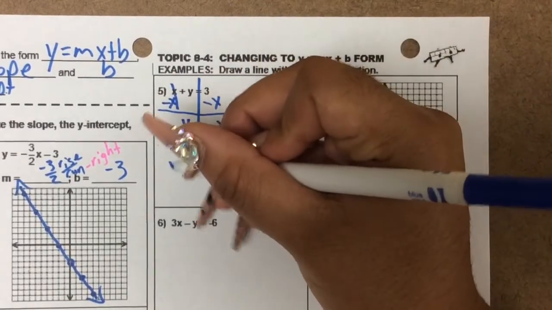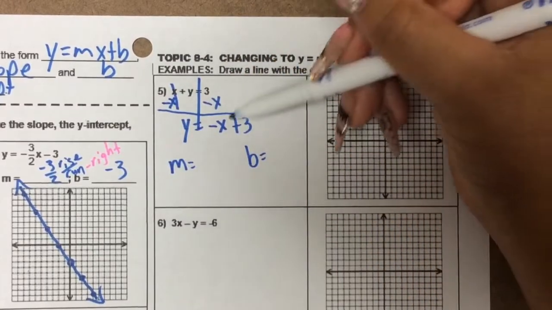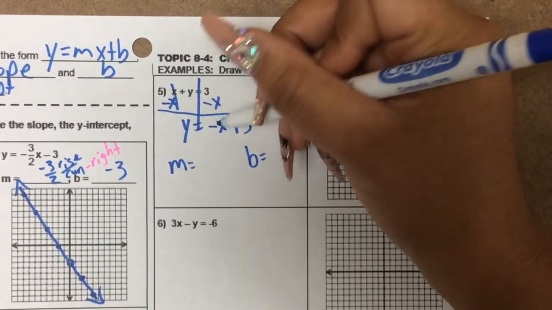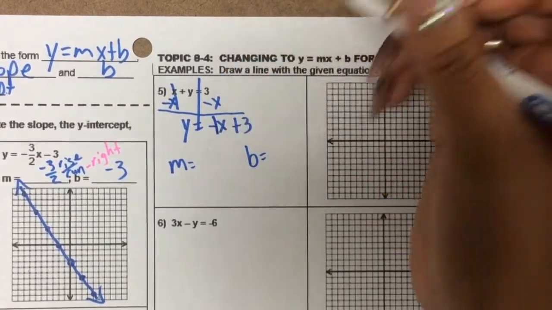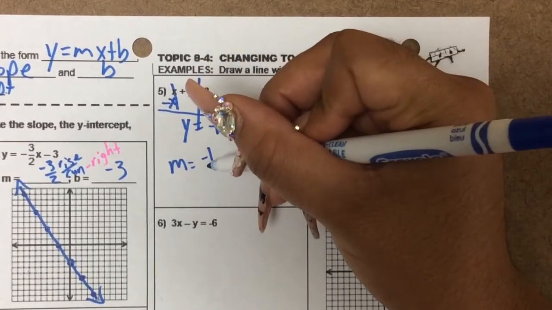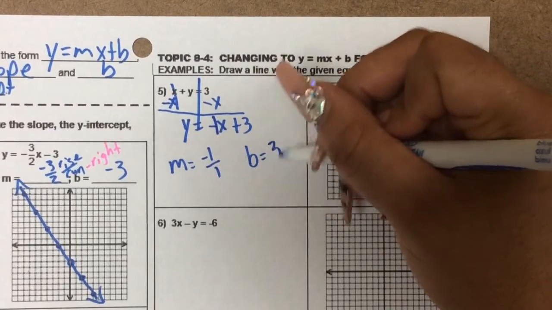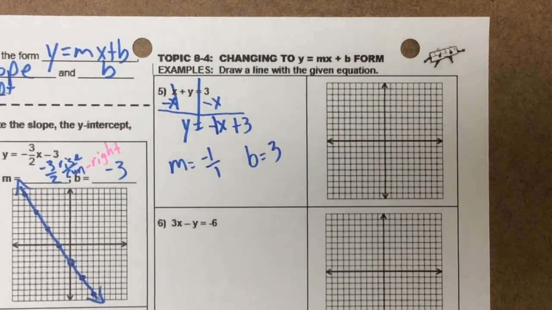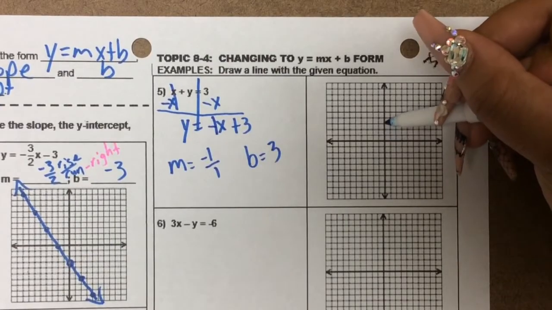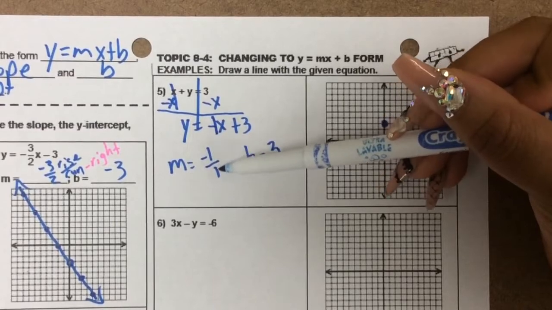So let's write down what the m is and the b is. So the m is the number in front of your x. You have no number there, so that means there's a 1 there. So my slope is -1. Now I have to make it a fraction, so I'm going to put -1 over 1. My y-intercept is 3. So I'm going to begin at 3 on the y-axis. 1, 2, 3. I'm going to move -1 over 1.